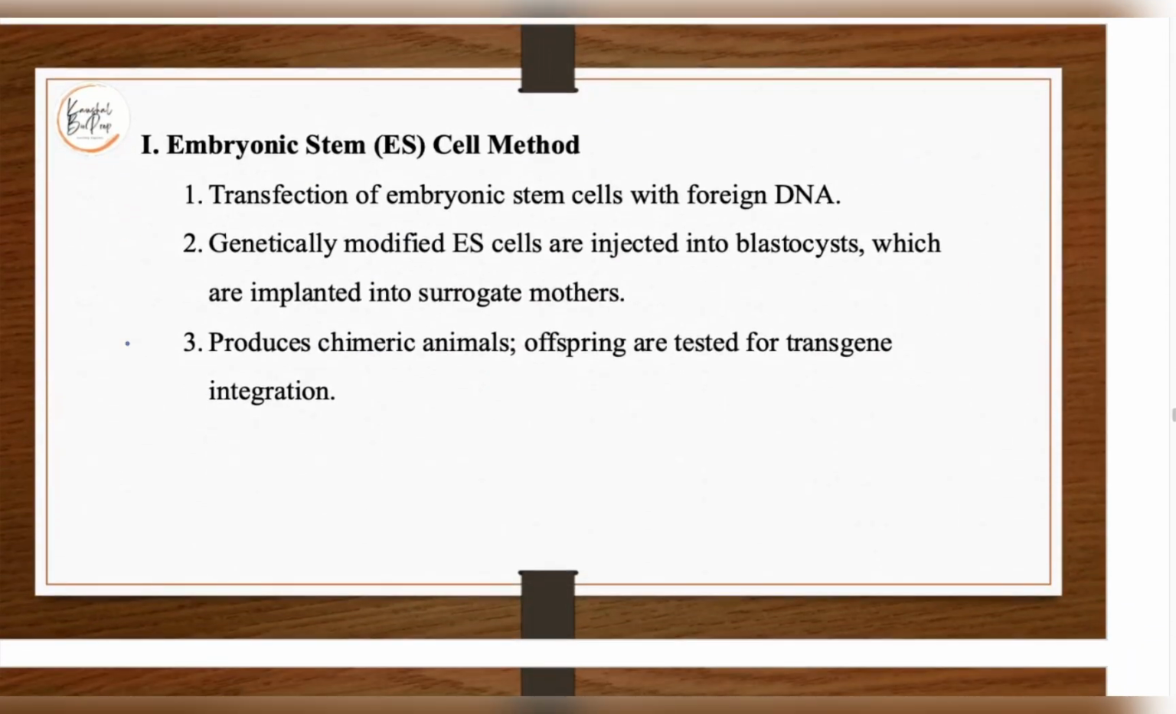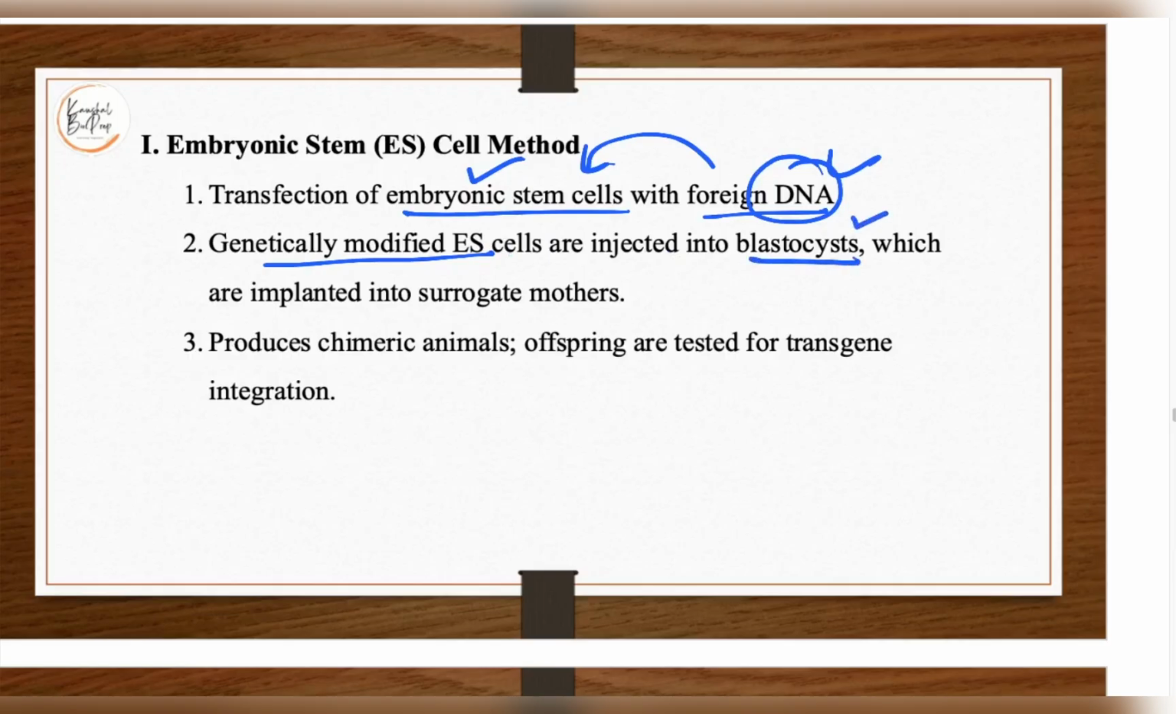First is the embryonic stem cell method. In this, there is transfection of the embryonic stem cell with foreign DNA. So what do you do? You take the embryonic stem cell, and in these cells you introduce the foreign DNA, the foreign gene which you want to express. These genetically modified embryonic stem cells will now be injected into the blastocyst. I hope you are familiar with the blastocyst stage. In developmental biology, we read all about these stages, right? After the cleavage, certain stages are formed.